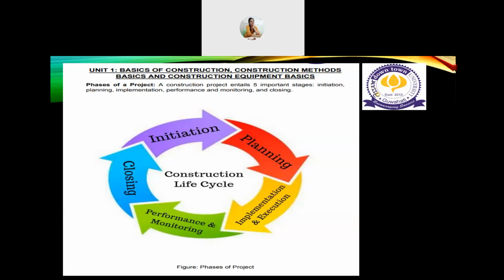First one, phases of a project. A construction project entails or encompasses 5 important stages. First, number 1, initiation. Number 2, planning. Number 3, implementation and execution. 4, performance and monitoring. And 5 is closing. This is the construction life cycle. These 5 phases make it a construction life cycle.